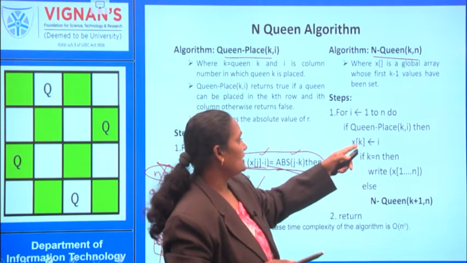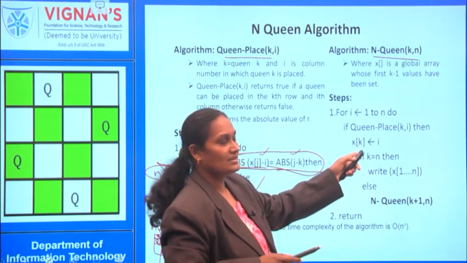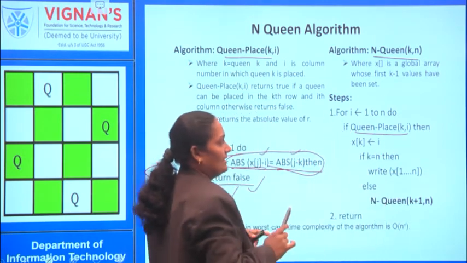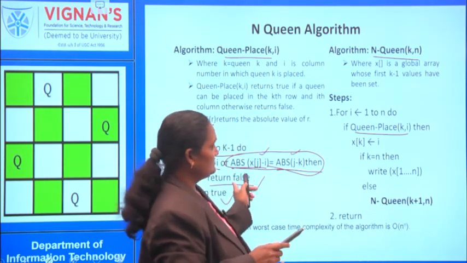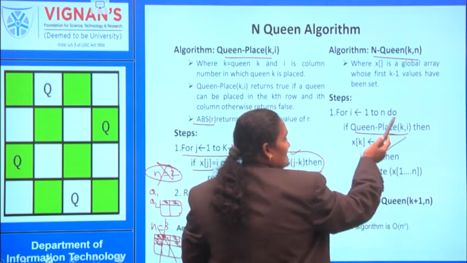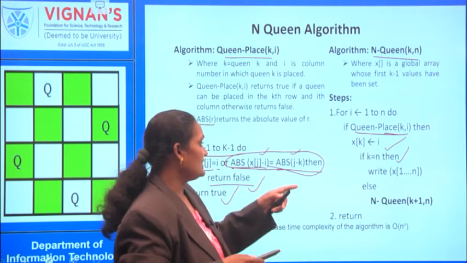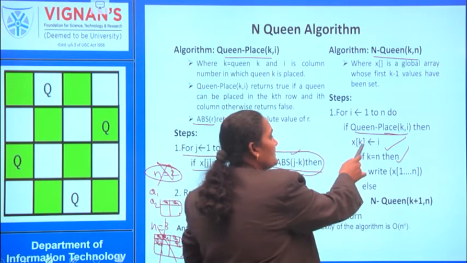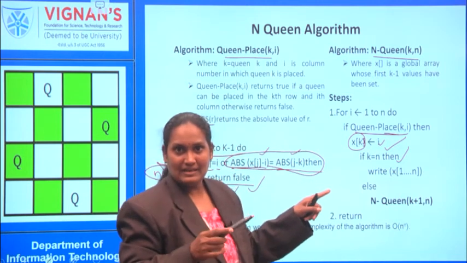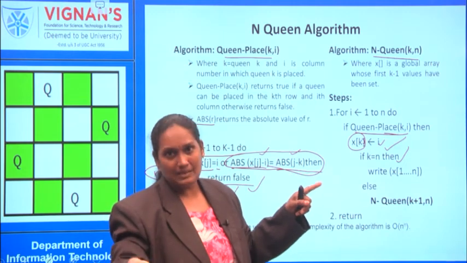And for i equal to 1 to n, if QueenPlace(k, i), then x of k is equal to i. That is, here we called the QueenPlace algorithm. If this returns true, then x of k is equal to i. If k is equal to n, then write x1 to k. That is, the position of the queen is finalized. X of k is equal to i means in the ith column, the queen k can be placed.